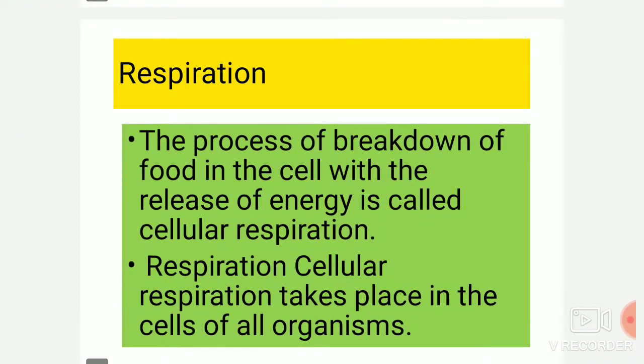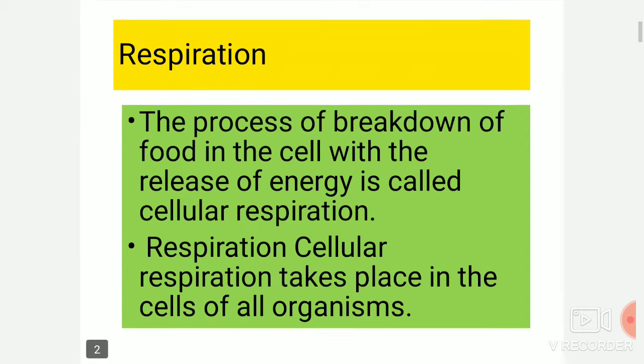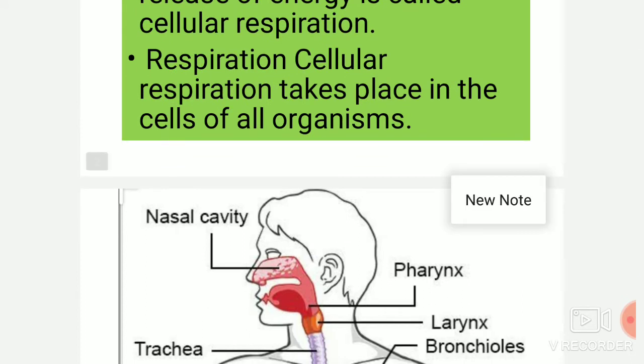So first we will discuss what is respiration. The process of breaking down of food in cells with the release of energy is called cellular respiration, as it takes place in the cell. So what happens? With the help of oxygen, the food is broken down and converted into energy. So that is termed as cellular respiration. Cellular respiration takes place in all organisms.